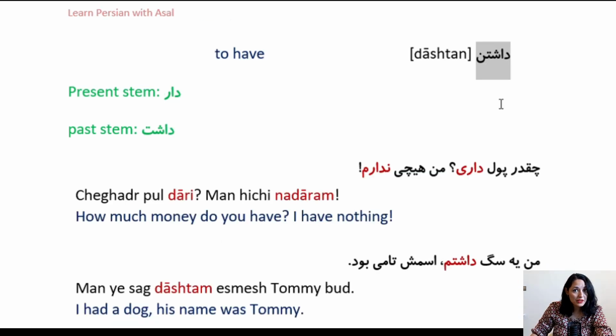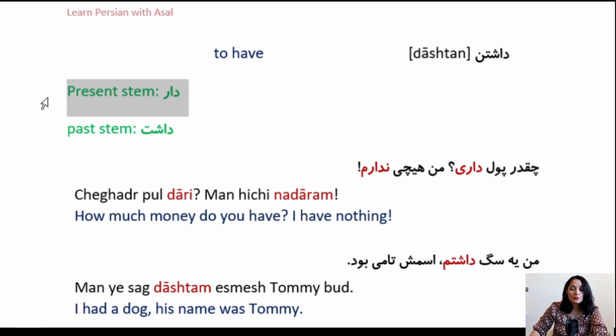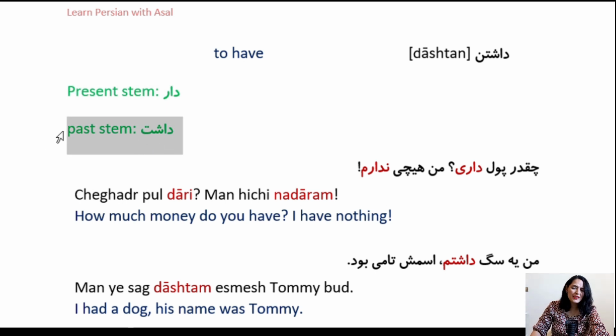And the last verb is داشتن. Present stem is دار and the past stem is داشت. You know that making a past stem is very easy. You just drop the last n or the last noon and you have the past stem. But present stem is somehow challenging.